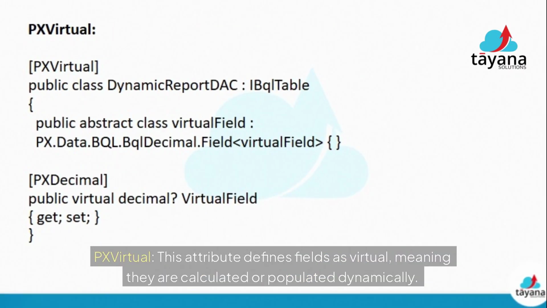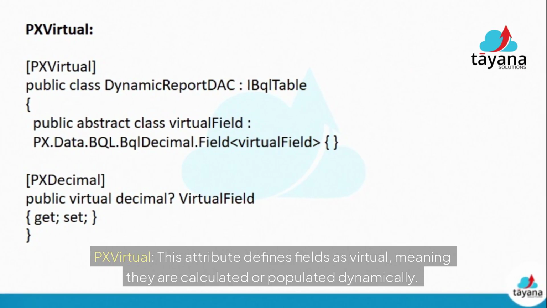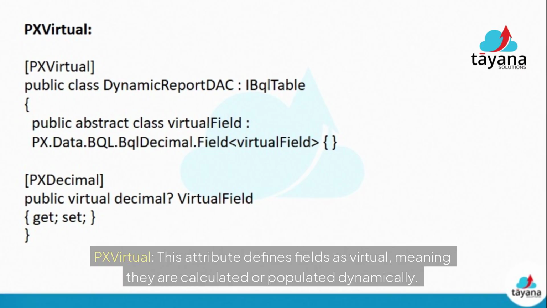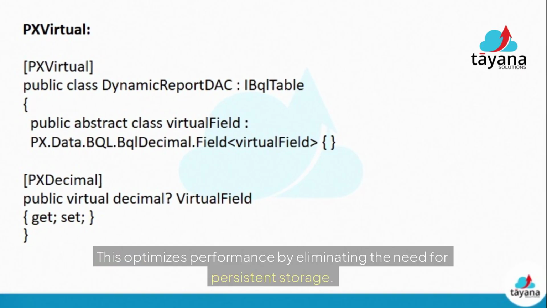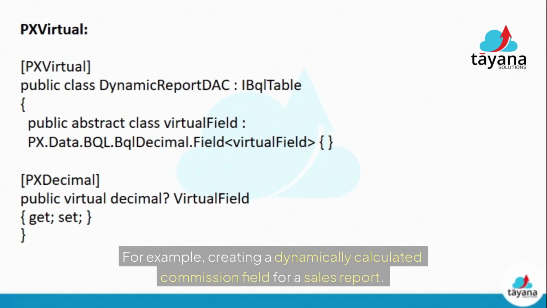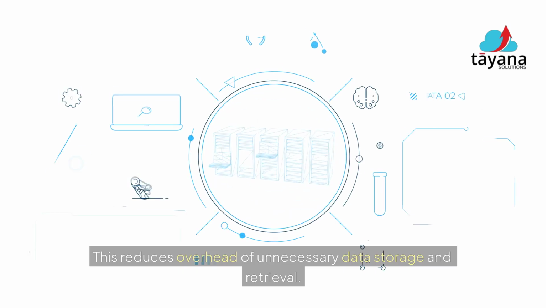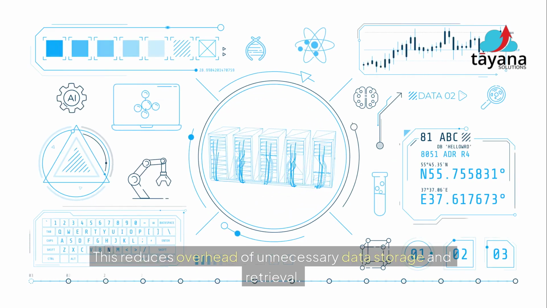PX Virtual. This attribute defines fields as virtual, meaning they are calculated or populated dynamically. This optimizes performance by eliminating the need for persistent storage. For example, creating a dynamically calculated commission field for a sales report. This reduces overhead of unnecessary data storage and retrieval.